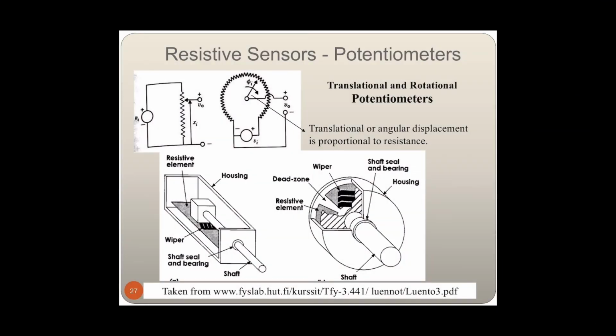There are two types of potentiometer, translational and rotational potentiometer. Here it shows the total resistance actually depends on the length of the resistive element. This is true in both translational and rotational potentiometers.